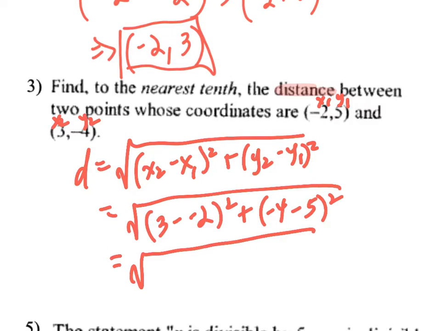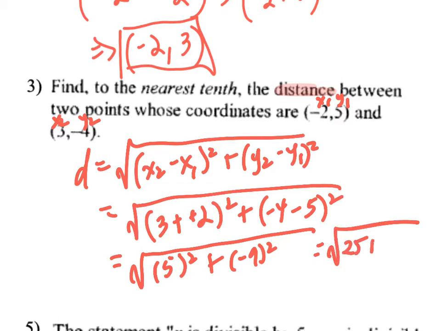okay? So we have 3 minus -2. That's actually the same as 3 plus 2. So this is 5 squared plus (-4 minus 5), which is -9, squared. I'm going to simplify this a little bit more. 5 squared is 25. 9 squared is 81, right? So 25 plus 81, mental math, we have 106, right?